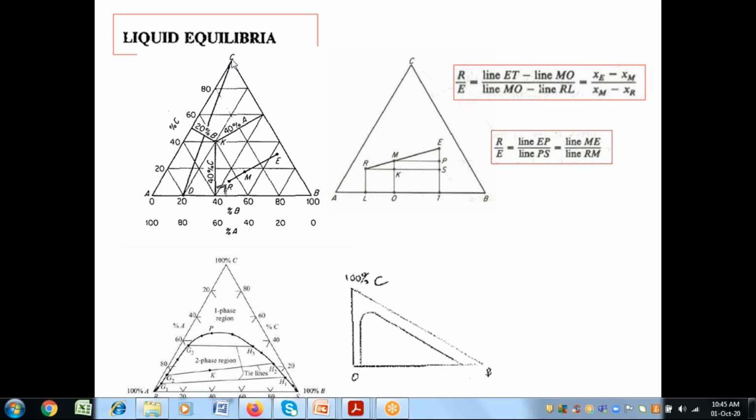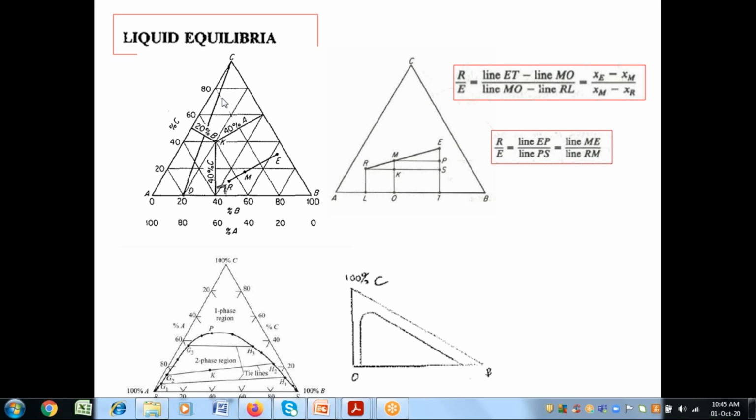Similarly, this is the C. When you are coming down, it will be having A and B, and it comes down to the base of the equilateral triangle. Base will have a mixture of A and B in which there is no C available. Similarly, this side, the AC side, indicates the mixture of A and C. So here 80% of C and 20% of A.